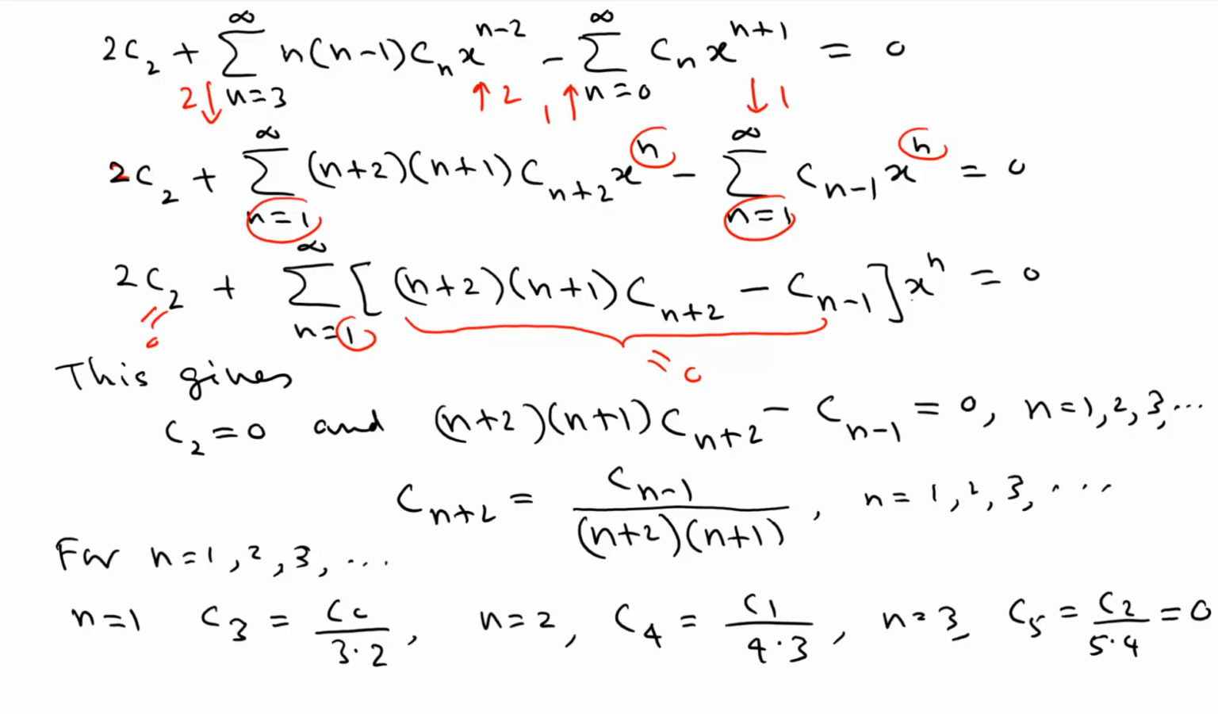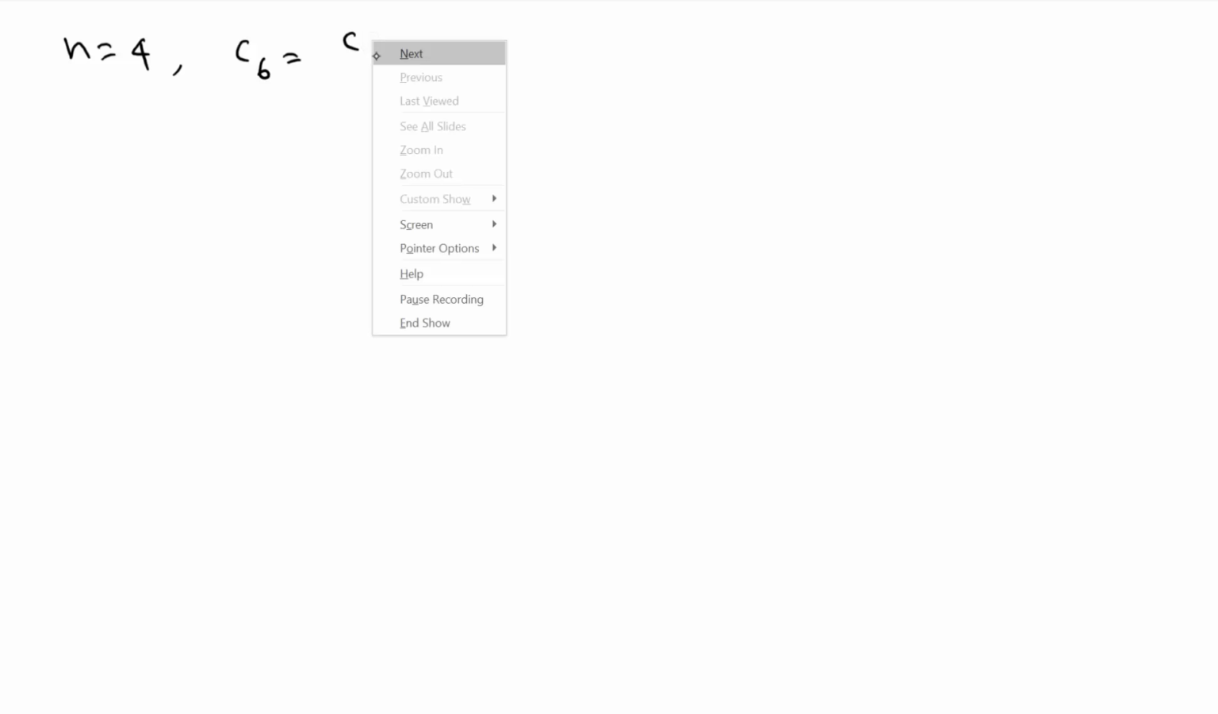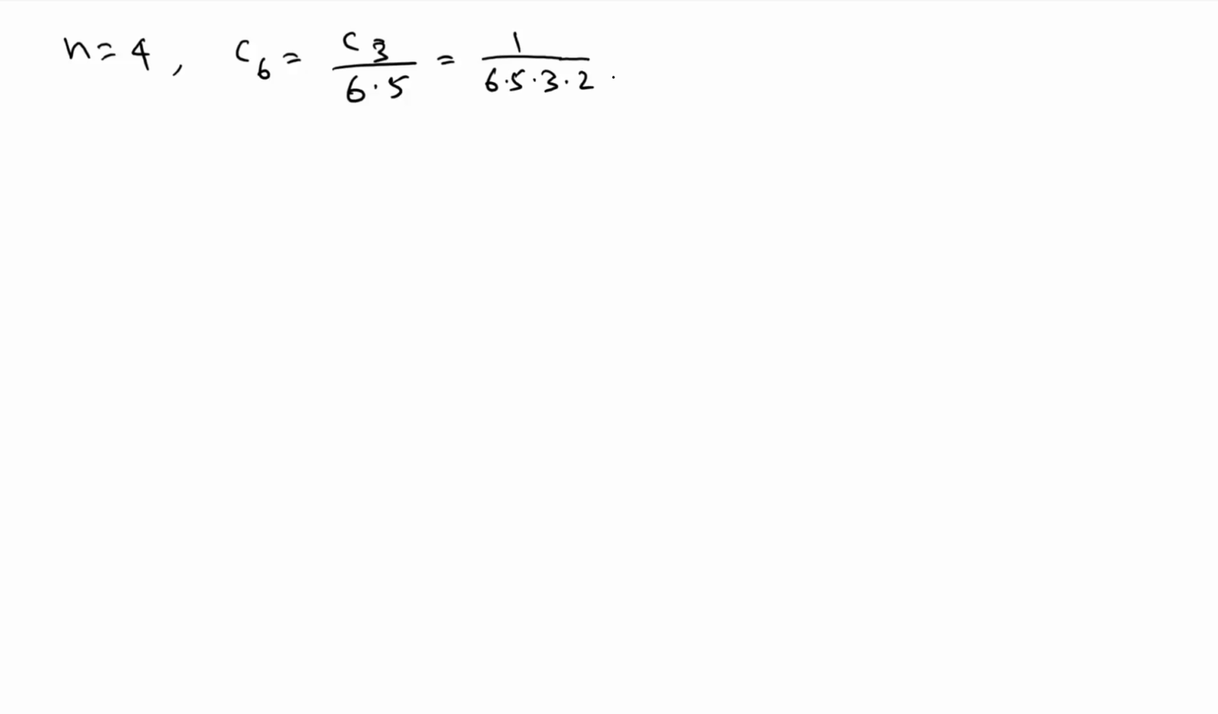So keep going. Let's find a few more. For n equals 4, we're going to get c6, which is c3 over 6 times 5. C3 we already know, so it is 1 over 6 times 5 times 3 times 2 times c0.